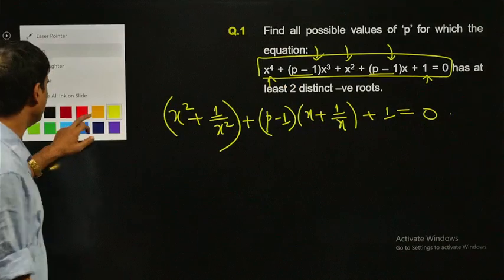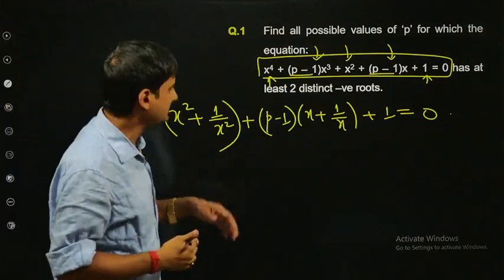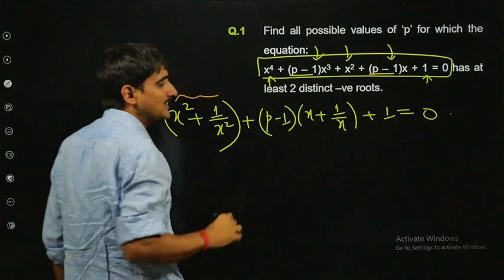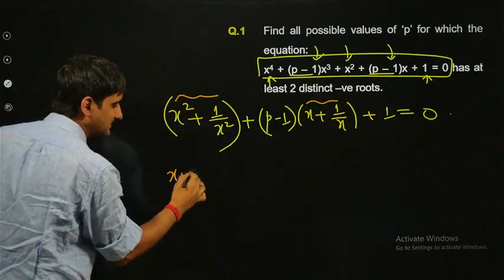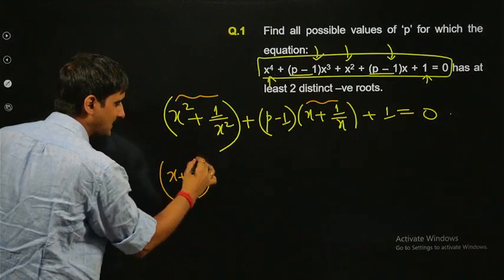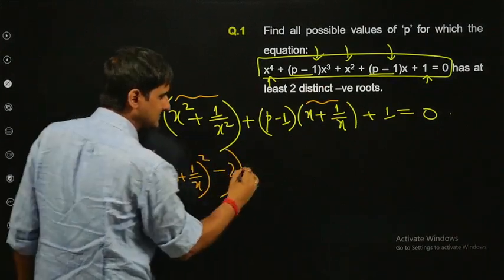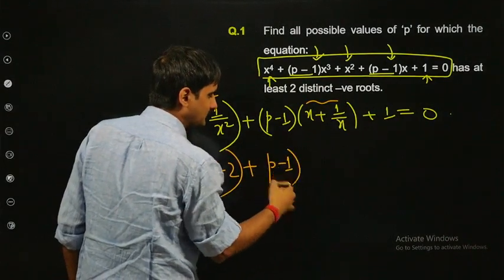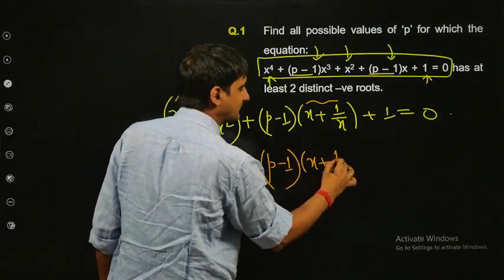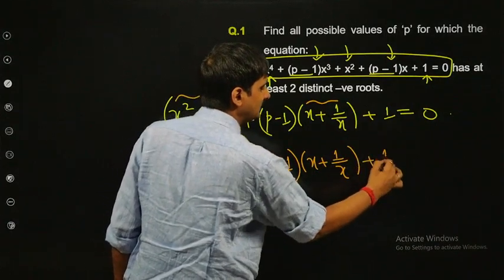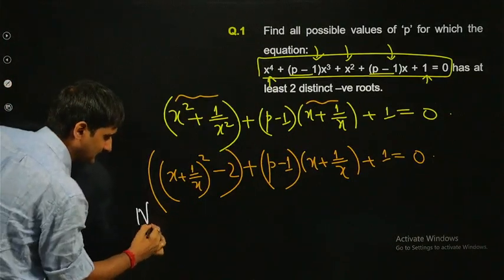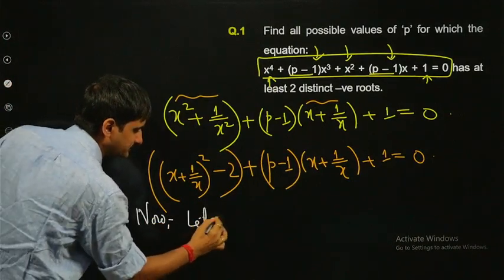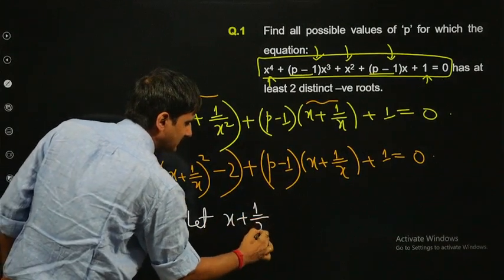Now here again we know how to approach. We know that we'll be expressing this as a perfect square in the form of x plus 1 by x. So it is x plus 1 by x whole square minus 2 plus p minus 1 into x plus 1 by x plus 1 equal to 0. Okay, so now let x plus 1 by x be equal to t.